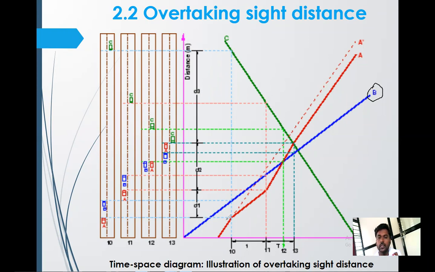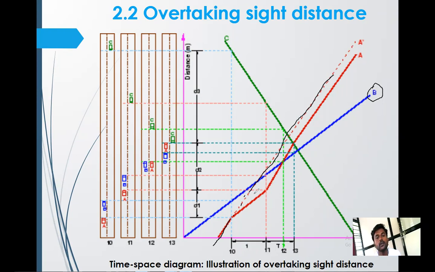But see here in the line A, initially it is with the high speed. The dotted line indicates here, this dotted line indicates what? Its speed if he has not changed his speed. Okay. This line indicates if the vehicle A does not change his speed, he will go with this dotted line.